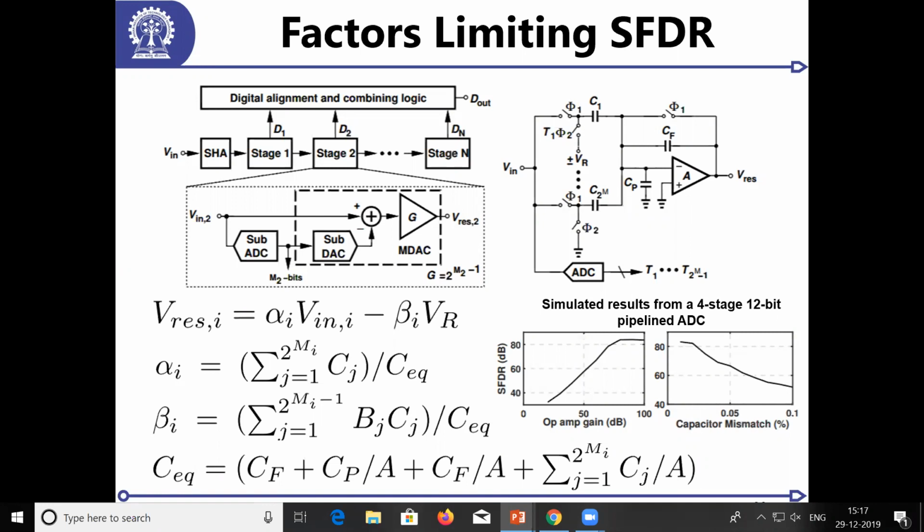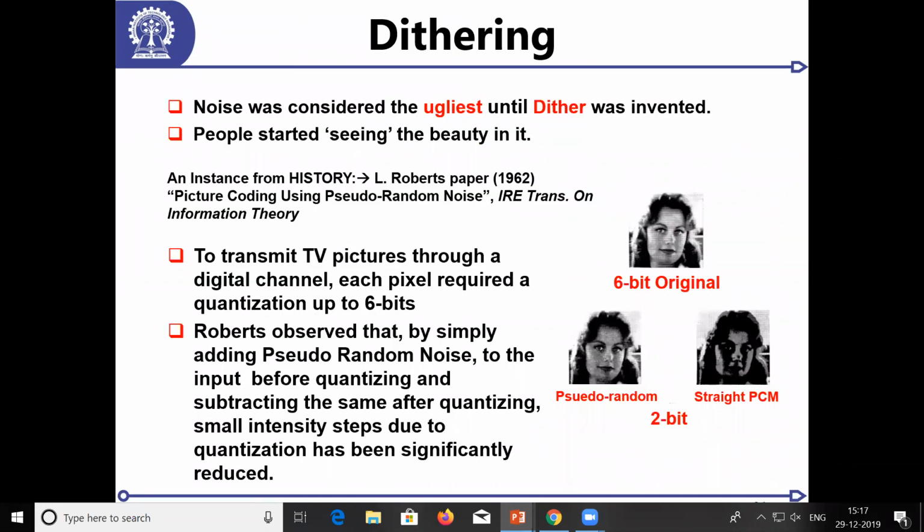So this was seen in 1962. In those days, they had 1-bit signal, PCM, pulse coded modulation. So noise was considered the ugliest until dither was invented. People started seeing the beauty in it. It is really amazing what noise can do. And in modern day data converters, you will see they do add all different kinds of noise to enhance the performance.